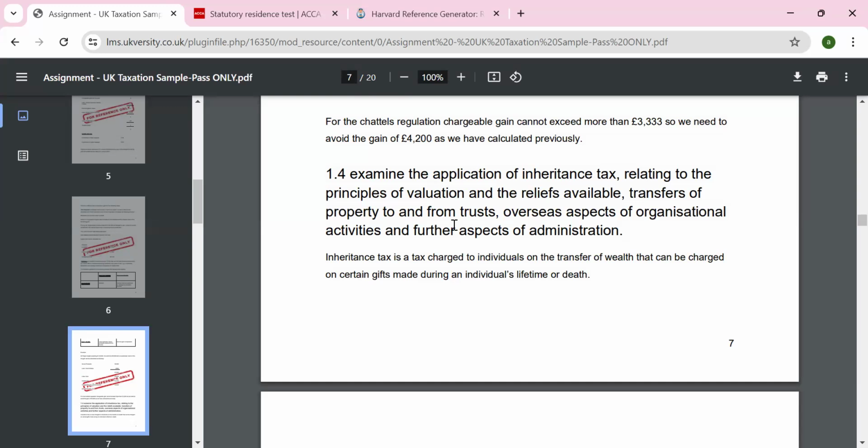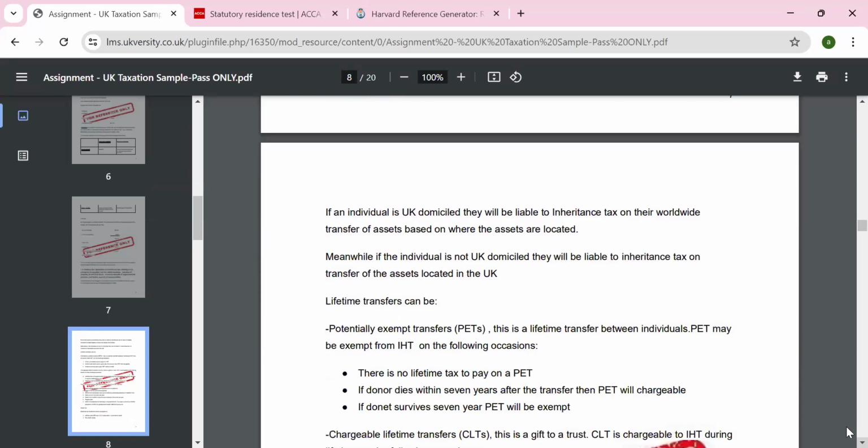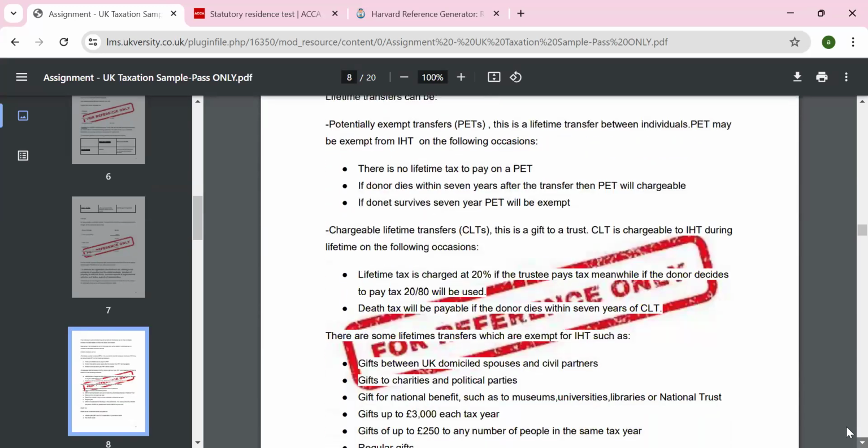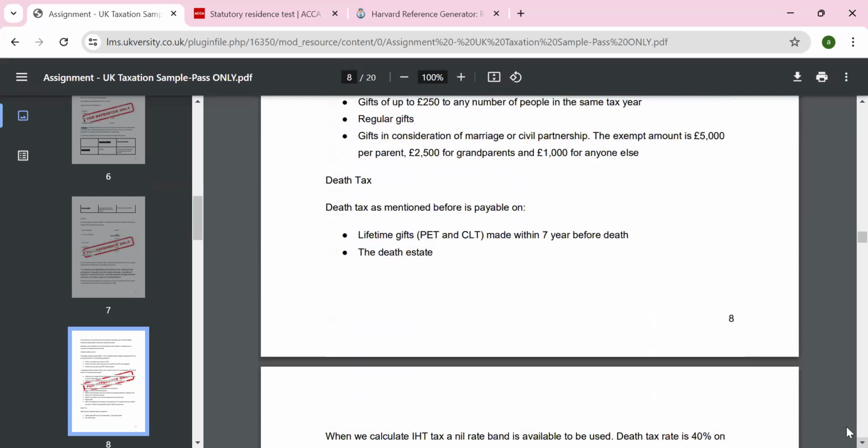So 1.4, examine the application of the inheritance tax. Here we can look around the inheritance tax. What is meant by inheritance tax? We can include the example of the inheritance tax you've been given here. This is the example. Yes, so it's good to be pleased.